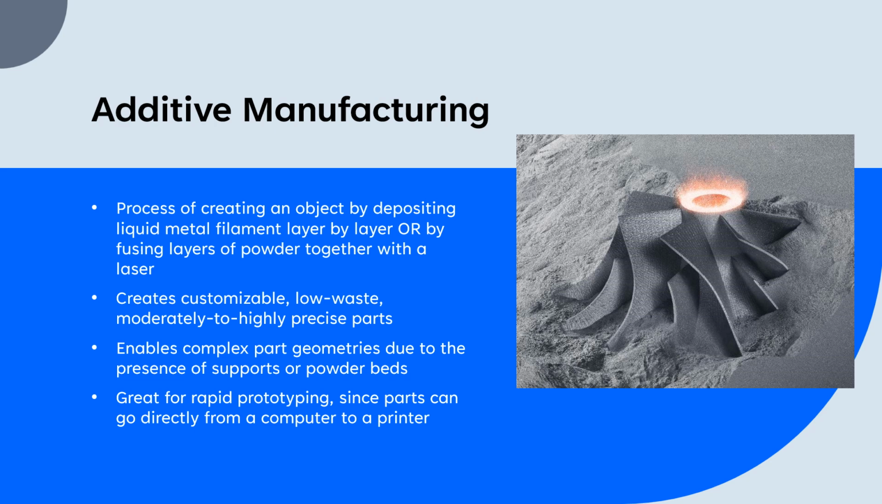So this creates a very customizable, low waste part, right? With the powder, it can be reused, and with the filament, it only prints what it needs. So it's a lot more sustainable than, say, subtractive manufacturing. And it can create some pretty high precision parts. If you look at the image shown here, that's a really precise part, and that was created using powder bed manufacturing. So it enables really complex part geometries, and it's great for rapid prototyping because once you have the model, you can pretty much just send it off and have the printer create whatever you want it to make.